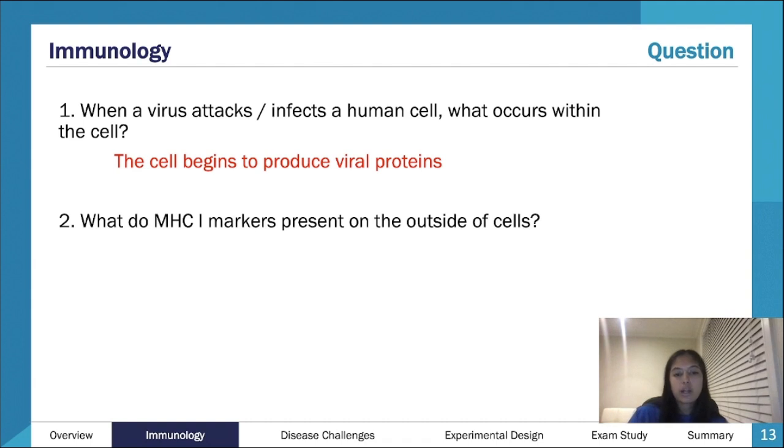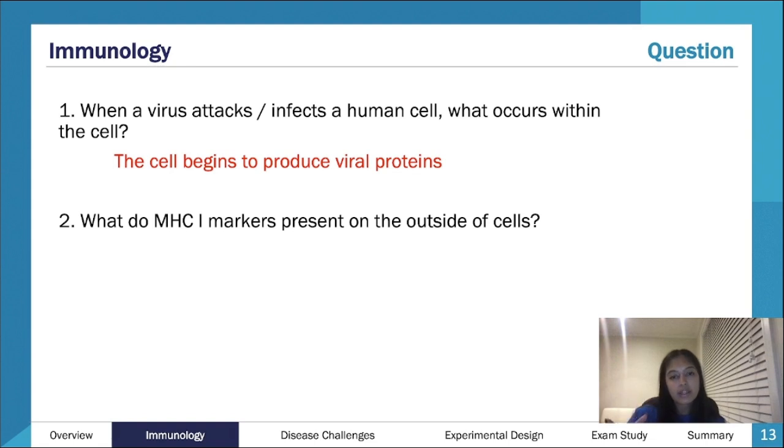So MHC1 markers, what they present on the outside of cells. Hopefully you're all thinking of the little analogy of a window. I don't know if it's helpful, it was helpful for me. If you think it's stupid, don't use it, think of something else. But I like to think of them as a little window. They present the little proteins that your cell is making, a way of showing the immune cells that you're doing the right thing.